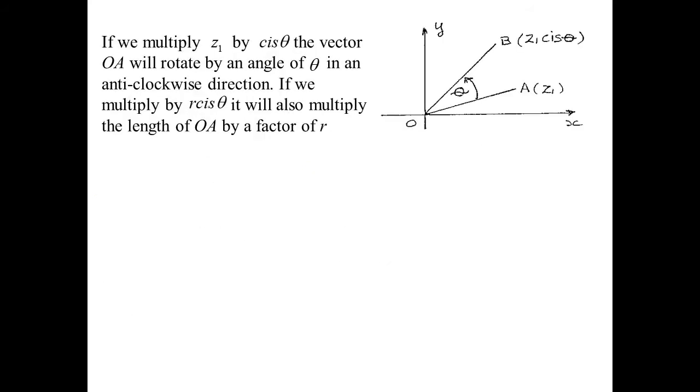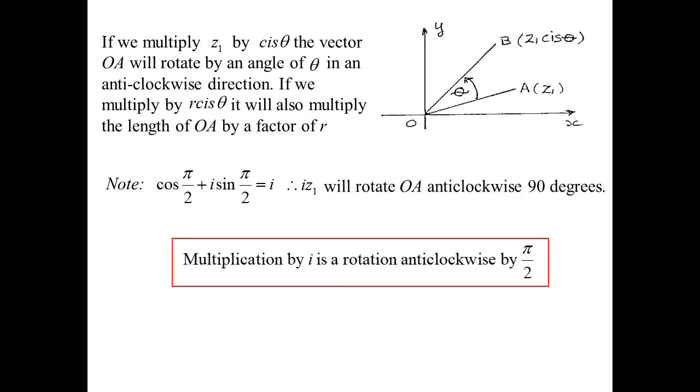Okay, so using this diagram, we're going to rotate z1 by cis theta. Now, the first thing that tells me is the length of the vector is not going to change because I'm multiplying by 1 cis theta, so I haven't affected the length. But I've rotated it theta. Now, that brings up the important point of if we multiply by i, and i is cos pi on 2 plus i sin pi on 2, it must be a rotation of 90 degrees. And in the anti-clockwise direction, of course.